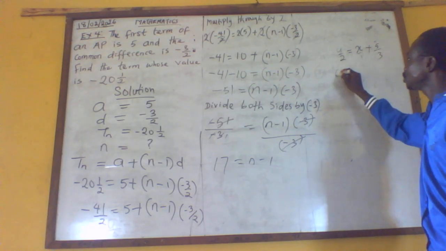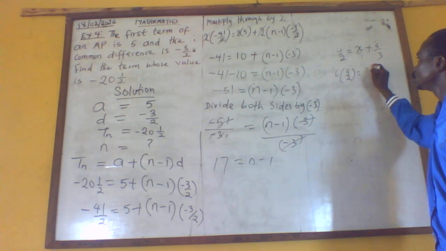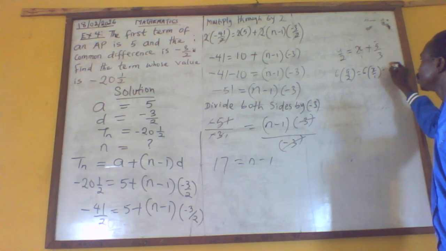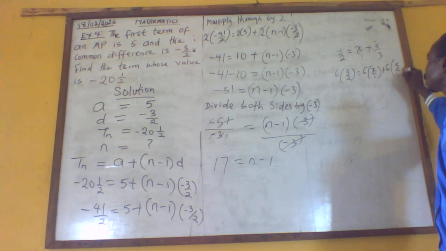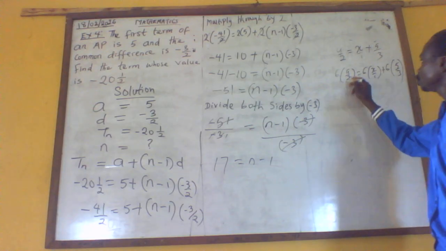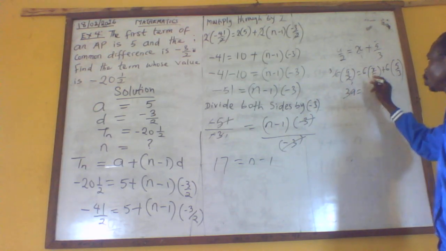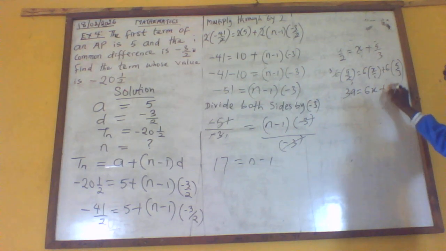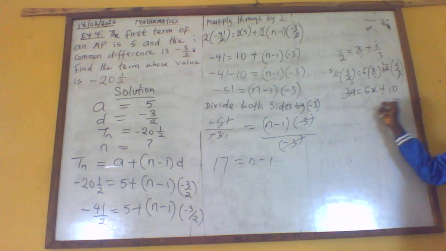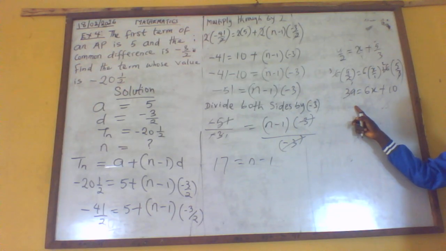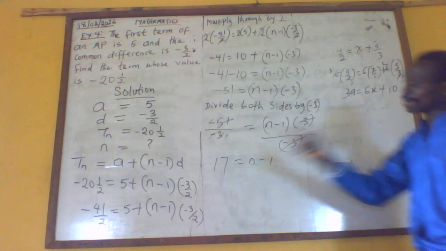So I will multiply everything I have here now by 6. So I will have 6 into a over 2, 6 into x over 1, plus 6 into 5 over 3. So 2 here 1, 2 here 3. So I have 3a equals 6x plus 3 here 1, 3 is 6, 2 times 5, 10. Now you can see everything is now linear. I think it makes sense now. So the same thing happened here.